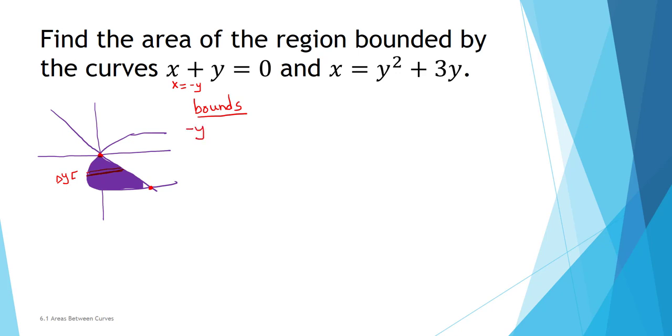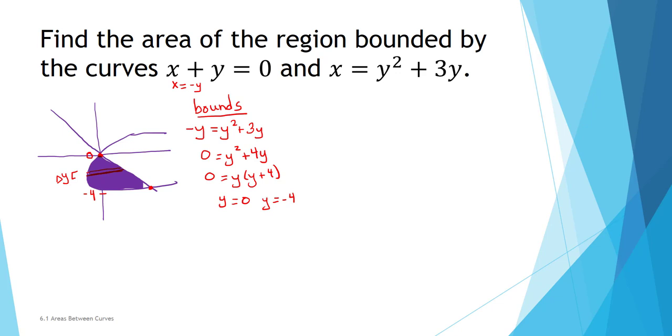So we have negative y equals y squared plus 3y. We're going to add y to both sides. So 0 equals y squared plus 4y. We can factor out the y, and then set each factor equal to 0. We get y equals 0, or y equals negative 4, which matches with our picture, right? This y value is 0, and this y value is negative 4.